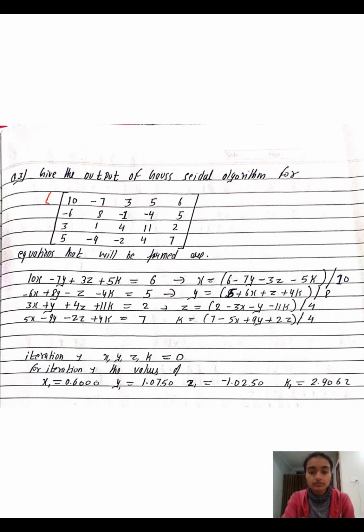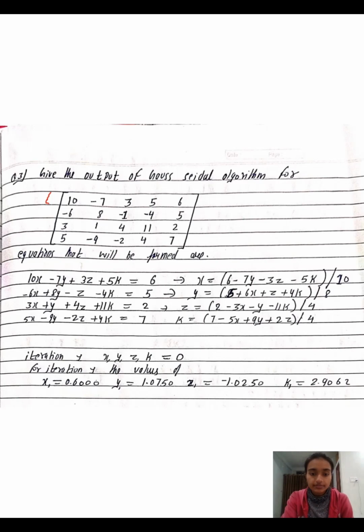In the Gauss-Seidel method, we take only one variable on the left side and put all the other variables and coefficients on the right side. Now the equations will be x equals (6 minus 7y minus 3z minus 5k) divided by 10, y equals (5 plus 6x plus z plus 4k) divided by 8, z equals (2 minus 3x minus y minus 11k) divided by 4, and k equals (7 minus 5x plus 9y plus 2z) divided by 4.